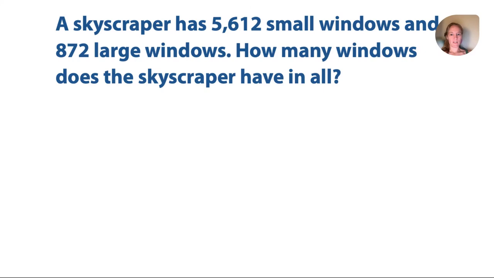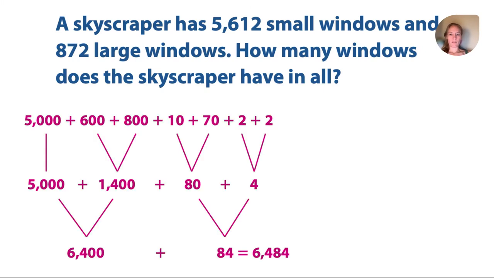All right, another example problem is a skyscraper has 5,612 small windows and 872 large windows. How many windows does the skyscraper have in all? So an example could be to use the expanded form. So you could start larger to smaller. Always just start with the smaller, which is the ones place. So you have a 2 in the ones place from that one, a 2 in the ones place from that one. You have a 10 in the tens place. You have 70 in the tens place.